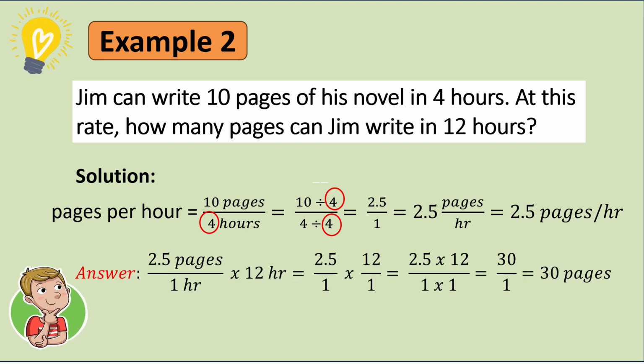We now multiply our unit rate by 12 hours to get the number of pages Jin can write in 12 hours. We cancel the hour unit and get the product of 2.5 and 12 to get 30 pages, which is our final answer.